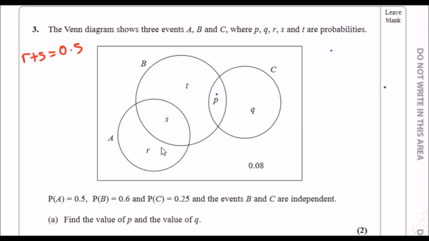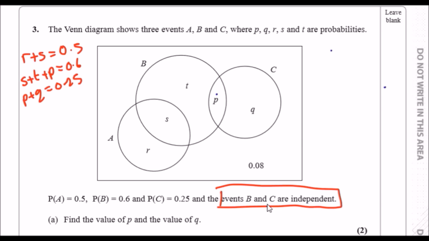The probability of B would be S plus T plus P. That must be 0.6 because we're including the whole of the probability of B. And the probability of C, as in P and Q, must equal 0.25. So P and Q is 0.25. We can also know a couple of things. It says the events B and C are independent. When they tell you this, it instantly refers to the statement that the probability of B times the probability of C must equal the intersection point. So the probability of B times the probability of C equals the intersection point, in this case P.